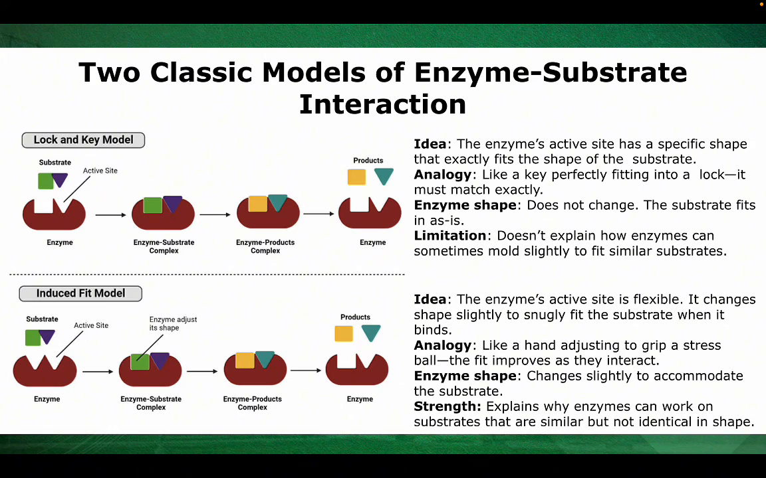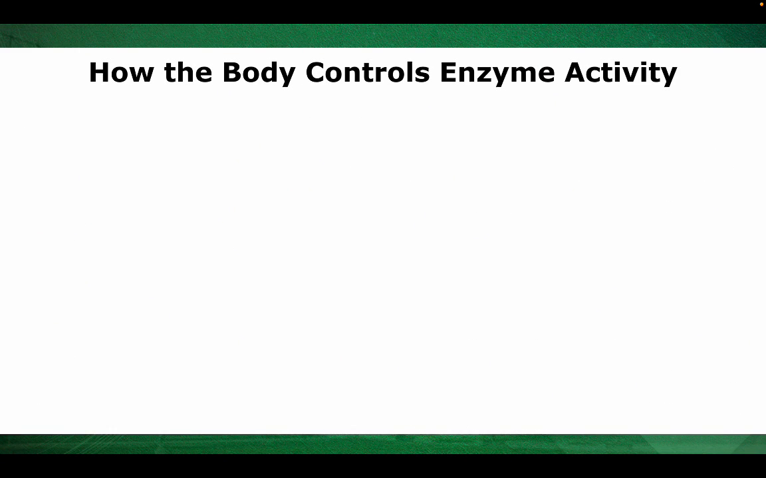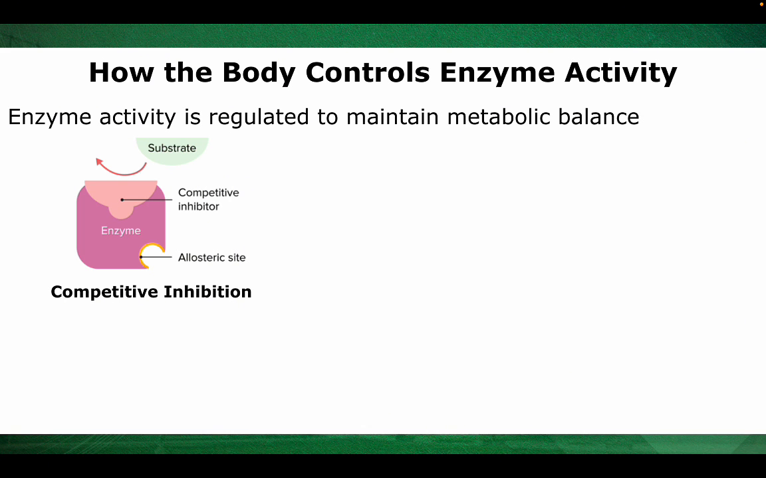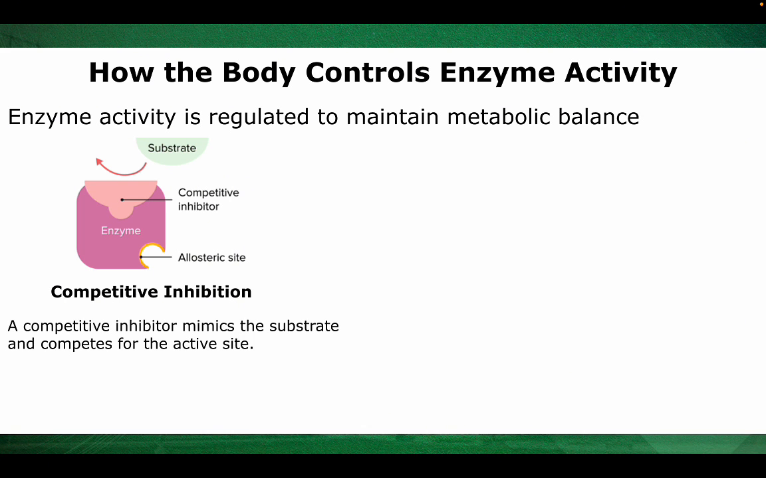Now, enzymes are powerful, but they cannot run wild. If they're always active, the body could waste energy or make too much of something, even harmful substances. That's why enzyme activity must be carefully regulated. So first, let's talk about competitive inhibition. Here, a molecule that mimics the real substrate sneaks into the active site. Because of that, the real substrate cannot bind. Therefore, the reaction slows down.